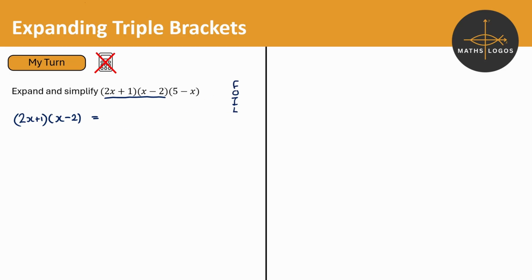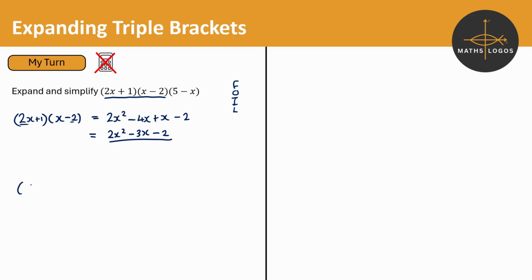So let's take our first terms, so that's the 2x and the x, multiply them together, give me 2x squared. The outer terms, that's the 2x and the negative 2, give me negative 4x. My inner terms, so 1 and x to give me x, and 1 and negative 2 give me negative 2. Tidying that up, it gives me 2x squared, subtract 3x, subtract 2. I'll then take this and multiply it by 5, take away x.